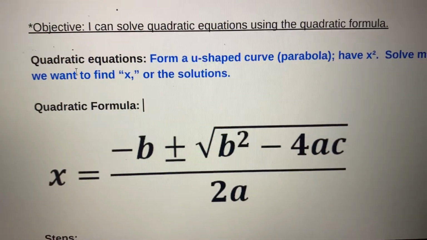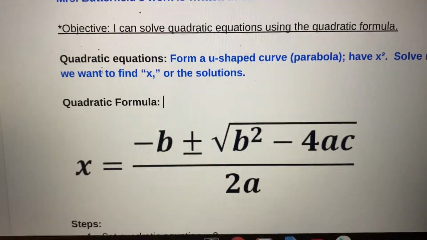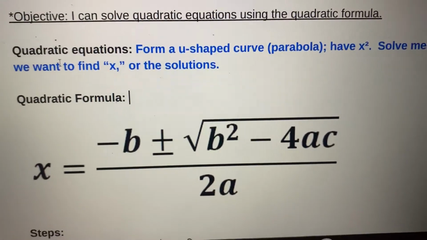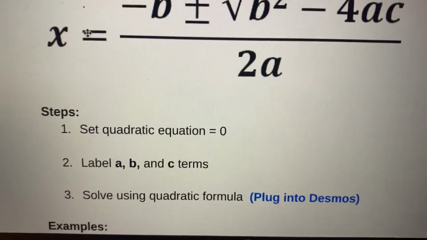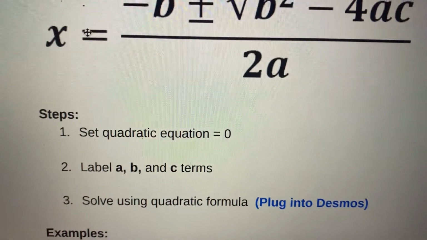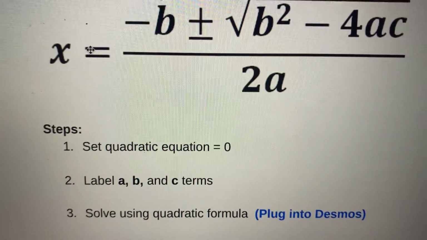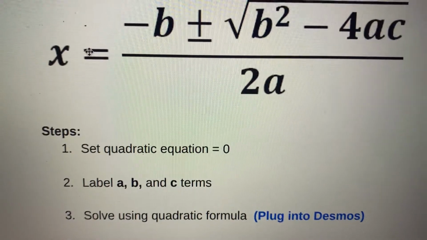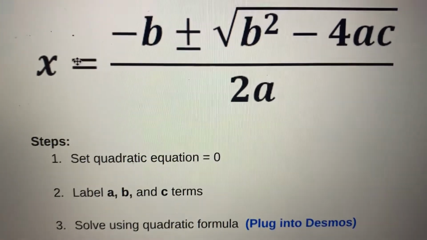For this week, I only assigned 4 practice problems for you because I knew that there are so many little steps to the quadratic formula. So the steps are set the quadratic equation equal to 0. So first we need to make sure that there's nothing after the equal sign. And if there is, like there's going to be in the second example that I show you, we just have to do the opposite and move it to the other side.